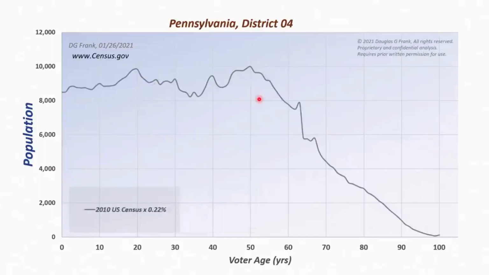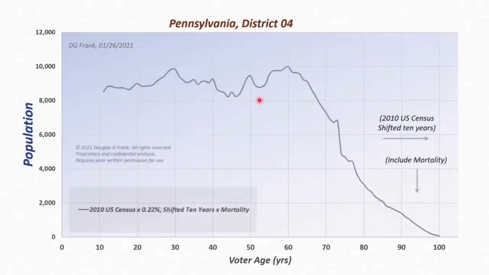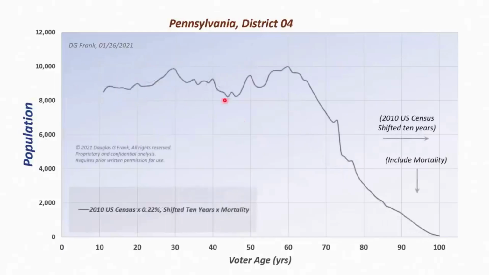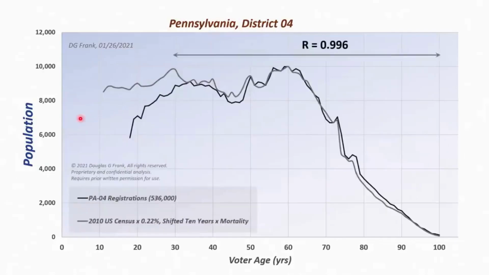So if I just show that again, you start from the census, you shift it to the right, you include the mortality. I'll just flip back a couple of times so people can see that. So I'm shifting it to the right, including some mortality. That's what we would expect the 2010 census to look like today in 2020. Well, if we add that black curve from before, the registrations, this is what we get. It's a very close fit. So this was the clue that said to me, there's something going on with the census.